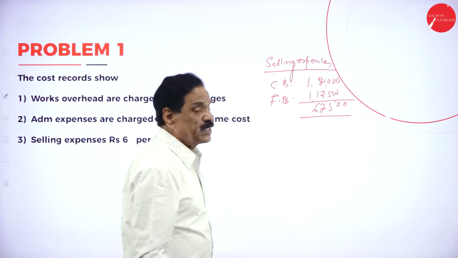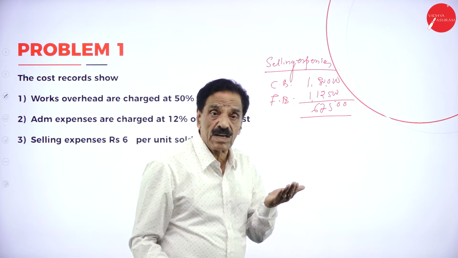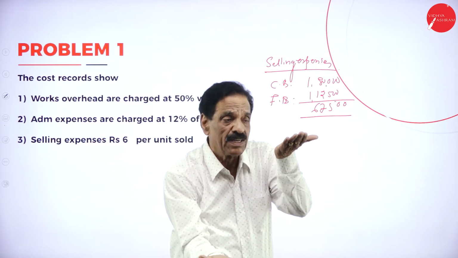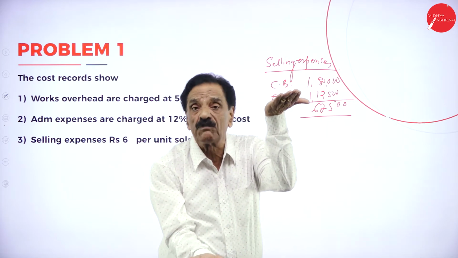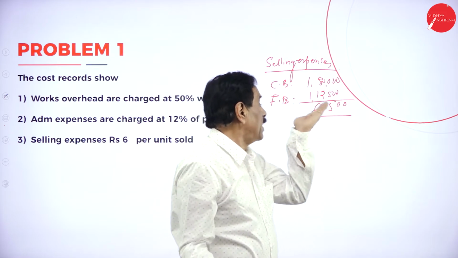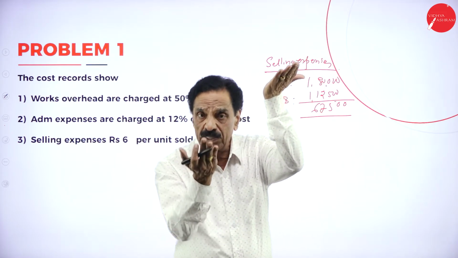$67,500. Who charges less? Financial charges less, costing charges more. More charge, less profit. Less charge, more profit. Whose profit is more? Financial. Whose profit is less? Here the financial profit is more, costing profit is less.